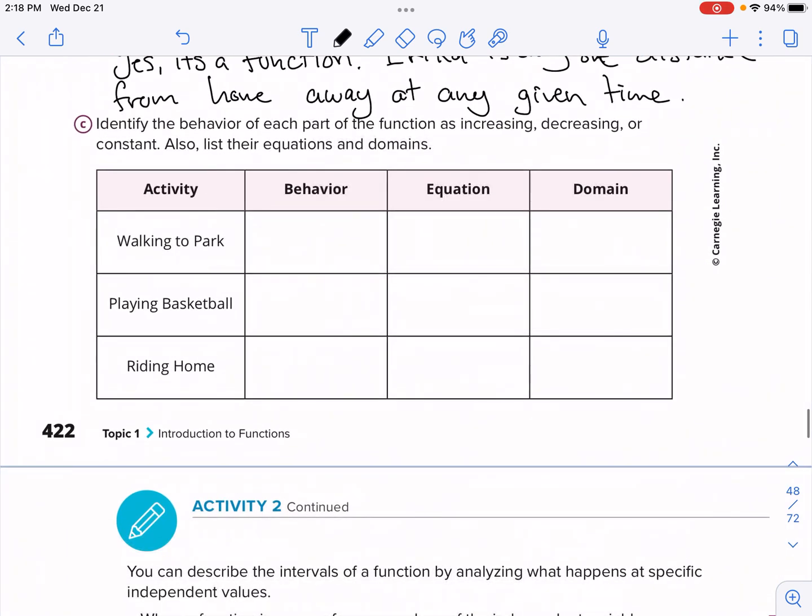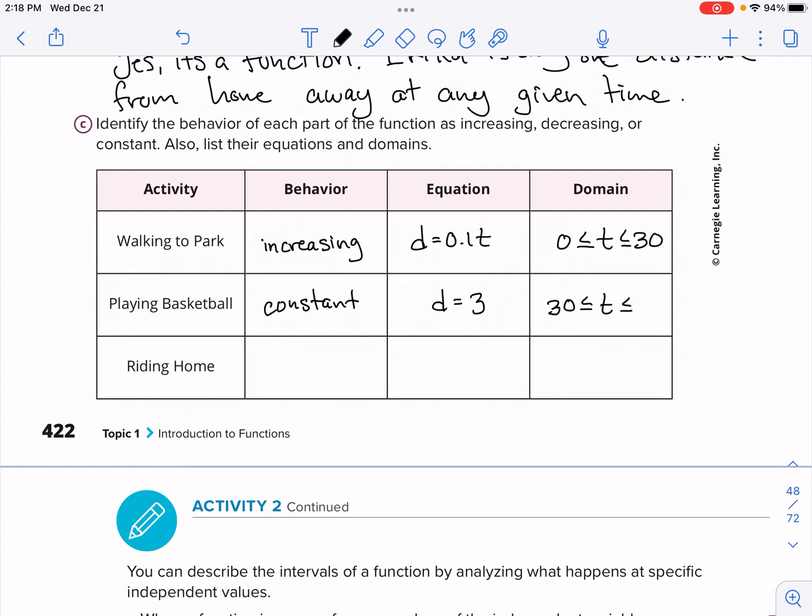So we're going to combine all the different problems that we've done just so that this information is organized. So we're going to start with the first part, walking to the park. The behavior is that it was increasing. The equation of that was D equal to 0.1 times T. And the domain of this was 0 less than or equal to t, which is less than or equal to 30, right, for 30 minutes. Playing basketball, right, the behavior was that it was constant. The equation for that was just d equal to 3, did not change, it's only 3 miles away. And she played there for an hour, so that was from 30 minutes all the way to 90 minutes.